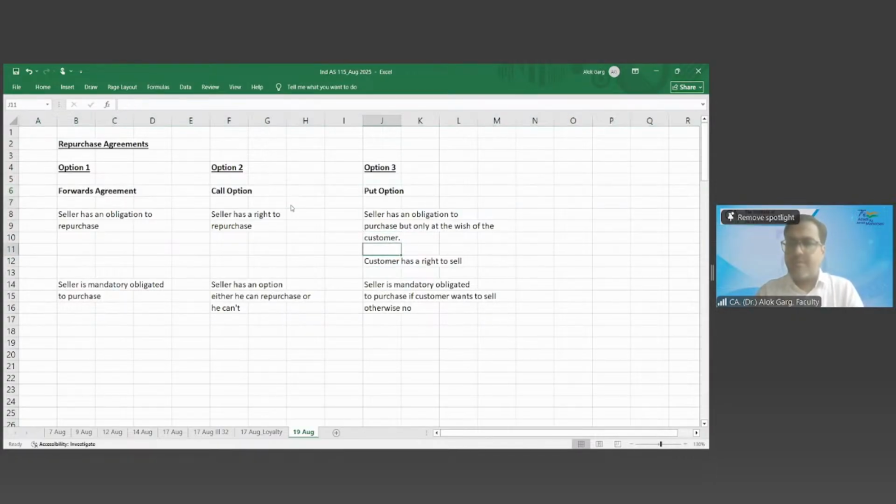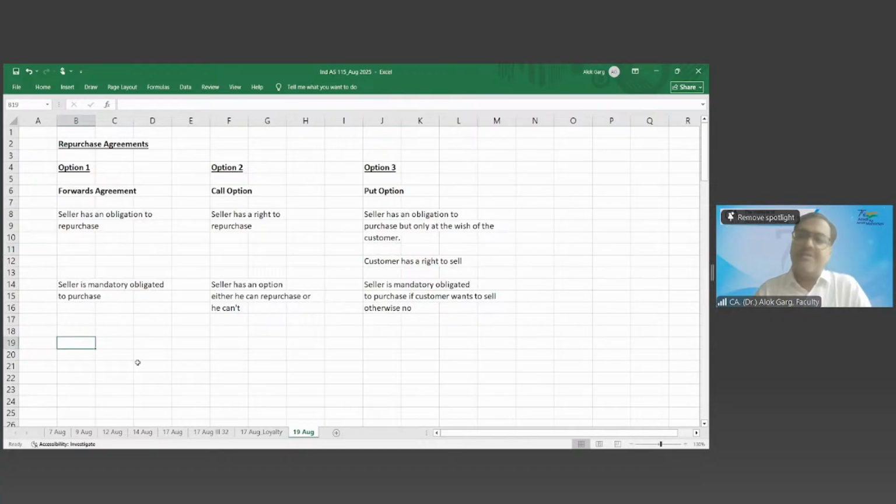समझ आ गया आपको? फॉरवर्ड अग्रीमेंट और कॉल ऑप्शन में राइट किसके पास होता है? दोनों में सेलर के पास. पुट ऑप्शन में राइट किसके पास होता है? Buyer के पास, customer. Buyer has the right. Okay. So this is the difference between forward agreement, call option and put option.